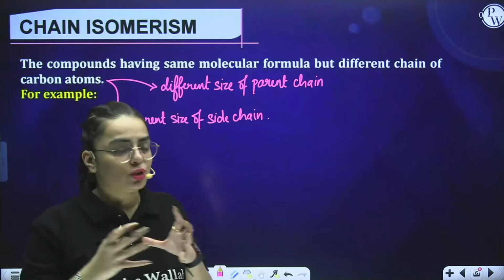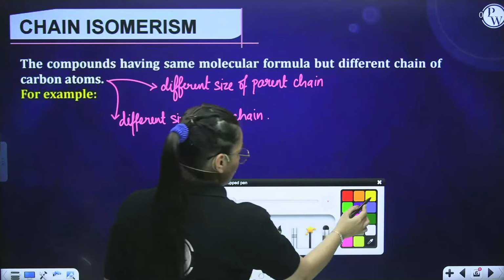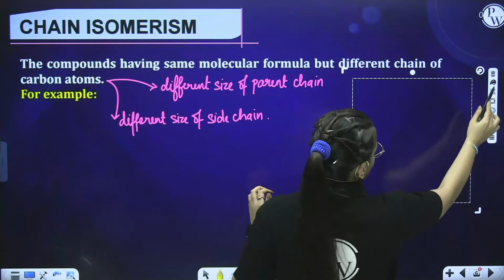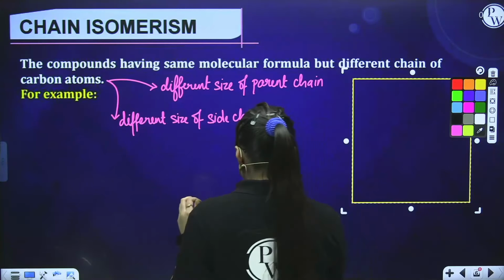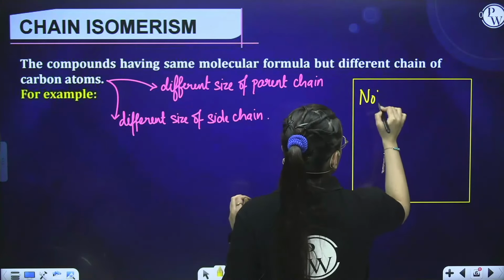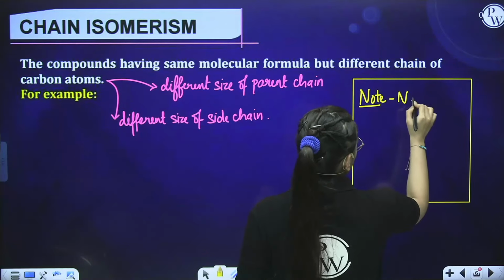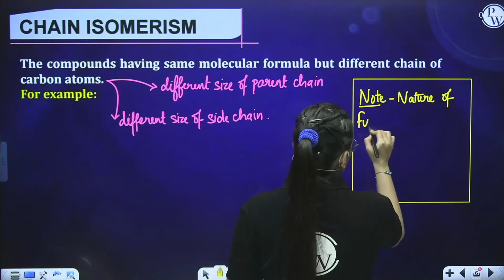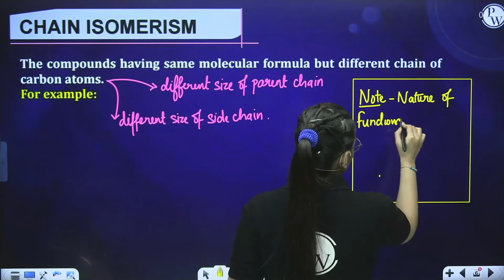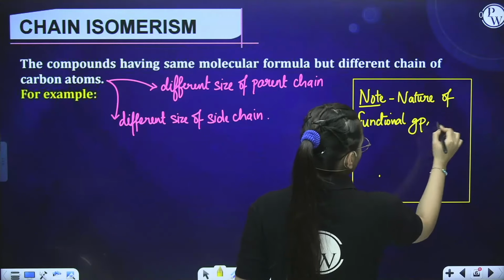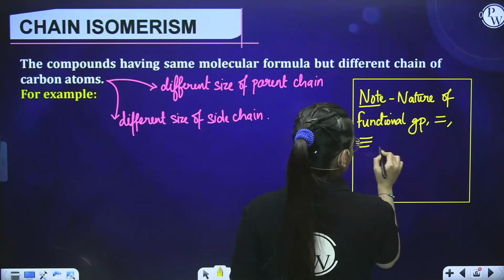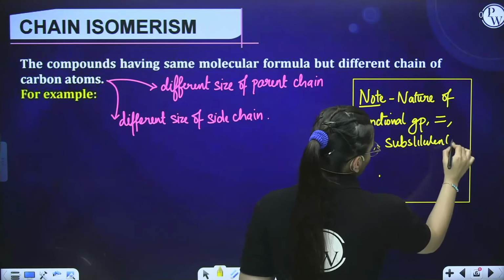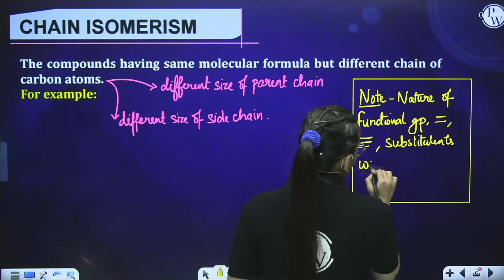Students, one thing you need to note down here. Kindly put a note over here. I would put a box and we'll write here. You have to note that the nature of functional groups, multiple bond, that means double bond or triple bond, or substituents will remain the same.